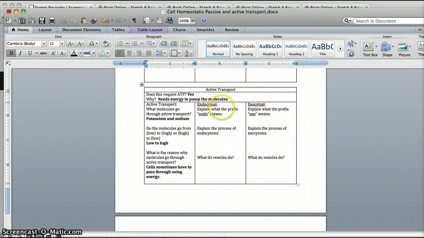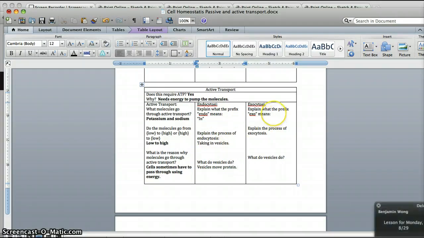Now, endocytosis. Explain what the prefix endo means. Endo means in. That's what it means. So explain the process of endocytosis. It's taking in vesicles. And if you remember what vesicles is, vesicles are proteins. So vesicles move protein. So endocytosis, it takes in protein, or it takes in vesicles.